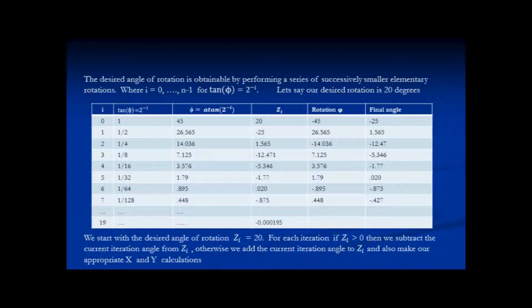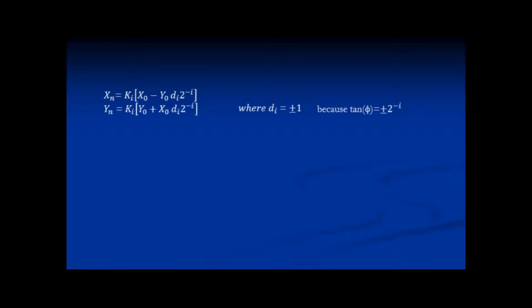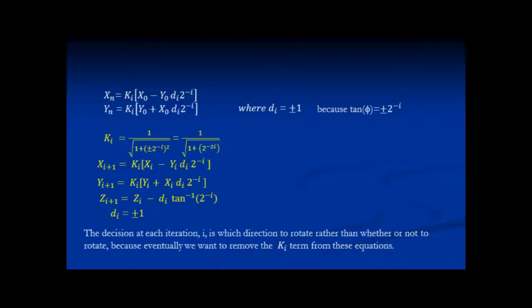In general, we can use an iterative process to rotate by any angle by using these last equations for x sub n and y sub n. We'll use the index i to represent the current value and i plus 1 the next value in our iterative process. Notice that for k sub i, the sign of the angle is not important, because cosine of positive phi is equal to the cosine of negative phi.